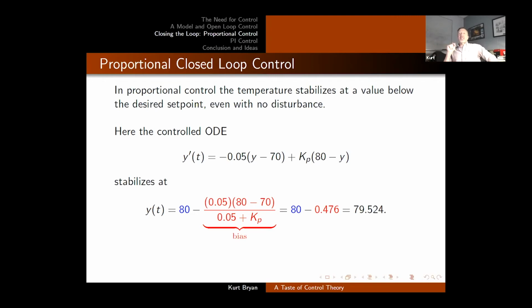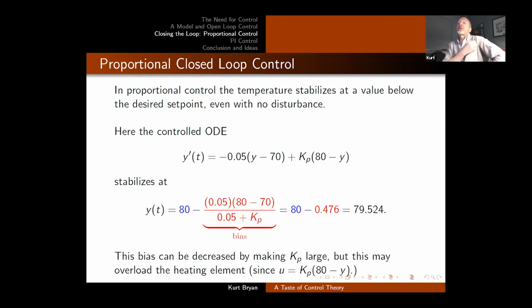We want 80 degrees. Now, if you look at this bias term here, you can make it as small as you want by taking K sub P arbitrarily large, but the problem is that might overload the control element, because K sub P is what moderates how high you turn on the heater, depending on what the temperature in the incubator is doing. If K sub P is extremely large, it might try to set the heater at a level that's simply not feasible. So this is not an ideal solution, making K sub P very large. So we're going to take an alternate tack.